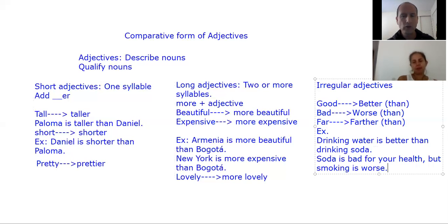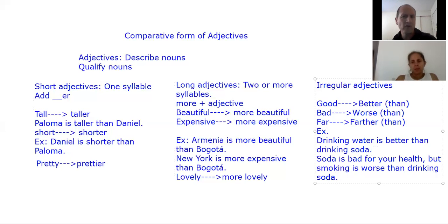Okay. But you don't say more bad. You don't say better. No, you say is worse. Or if you want to enhance it, worse, peor. Es peor. Okay. Or you can enhance the sentence. Puedes ampliar la frase así. Soda is bad for your health, but smoking is worse than drinking soda. It's a crazy example.